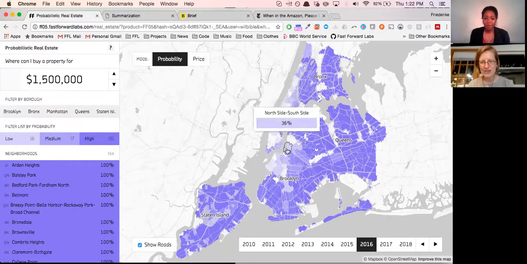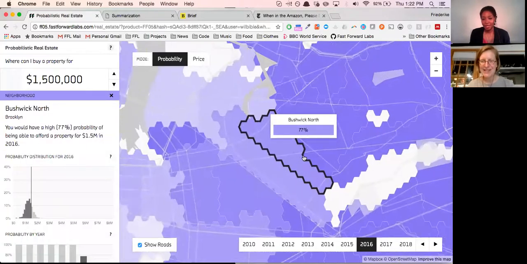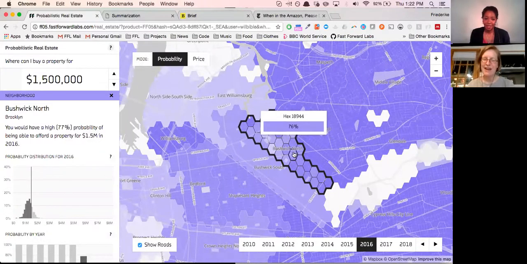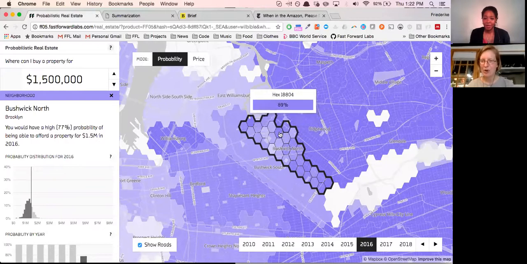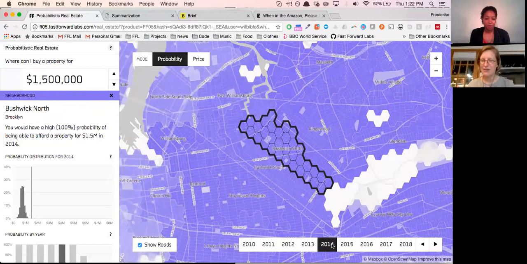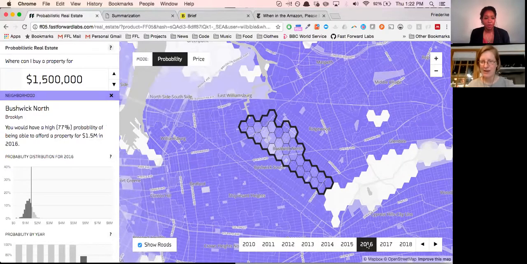What is interesting then, let's go to an area that I know quite well. For those of you who are not from New York, my apologies, but I believe there's probably a New York audience. So let's go to Bushwick, which is where I live currently. If I had 1.5 million, there's a good chance that I could buy property there. But what's going to happen? This is today, 2016. If we go back, we can see that a year ago, there would have been many, many more properties within my price range, which is great. So let's go back to today.